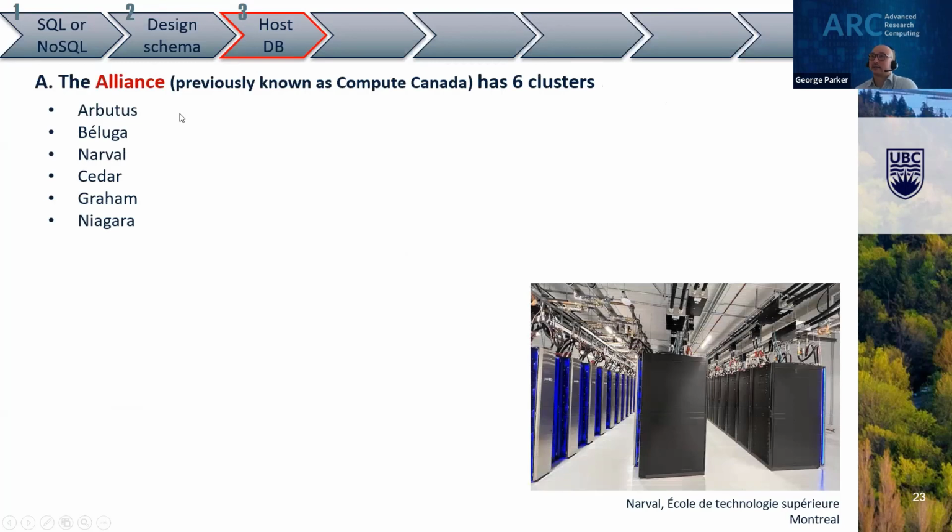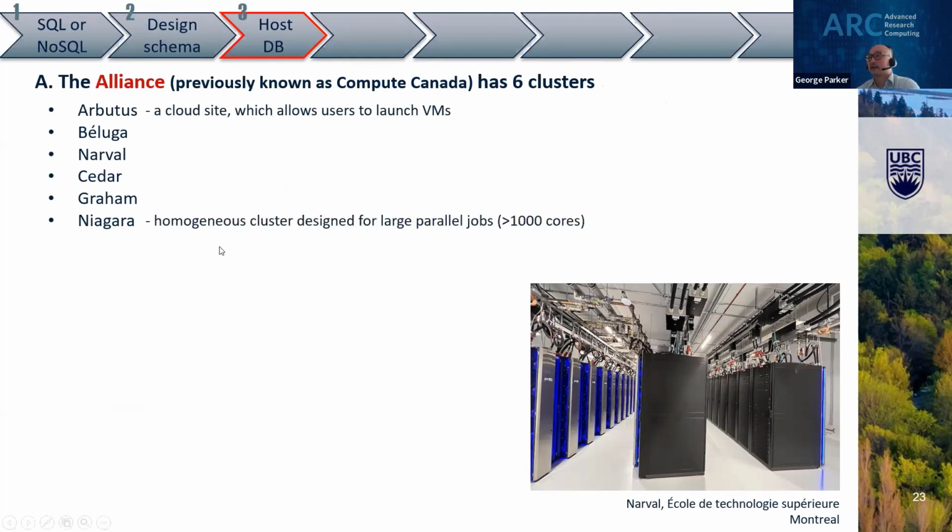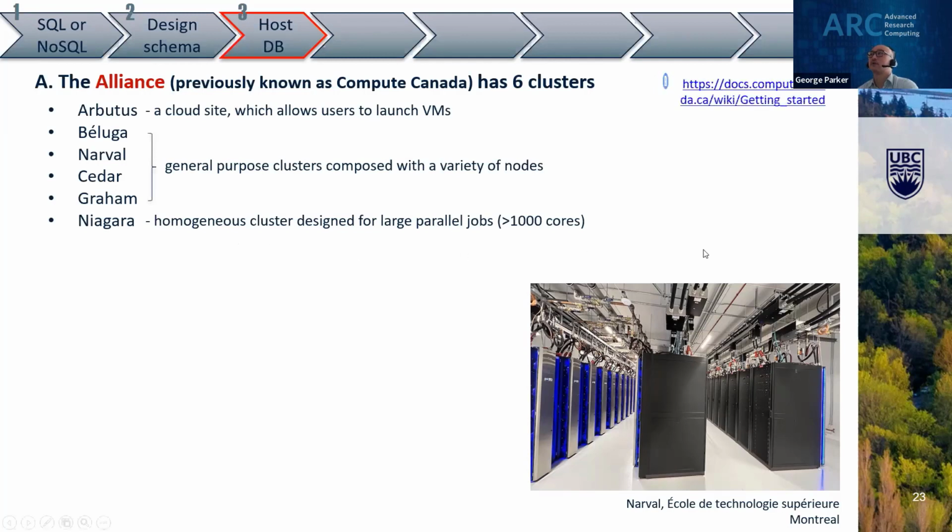Step 3, hosting my database. I am going to use the Alliance's clusters to host my database. There are 6 clusters. Arbutus is a cloud site. You can provision your own customized virtual machine. Niagara is meant for running large parallel jobs. The rest are general purpose clusters. If you want to know more about the Alliance's clusters, this is the documentation.